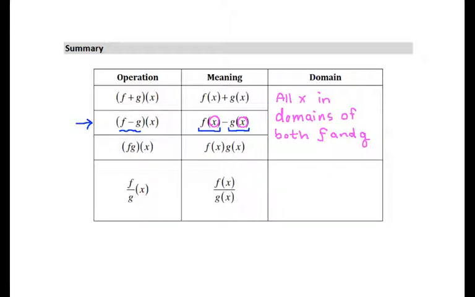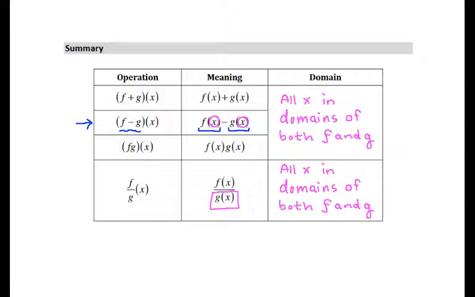Division works very similarly. The only difference is that for the domain we also have to consider the denominator. We need to make sure that the denominator can't equal 0. So we get the same statement here, but we have to add the provision that g of x cannot equal 0. That's supposed to be an x.